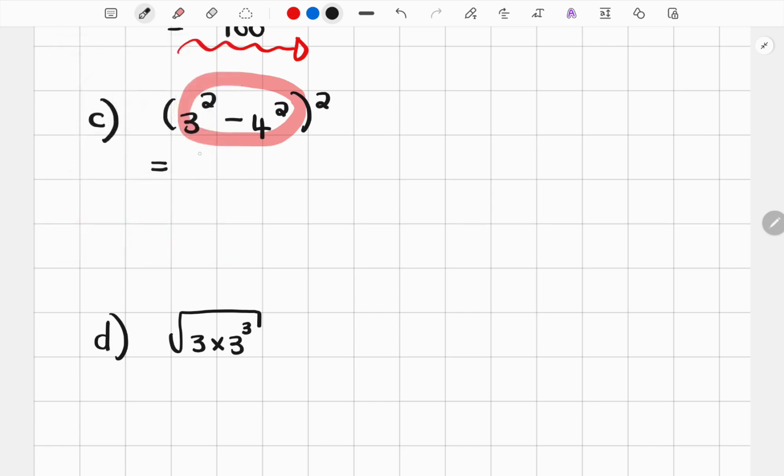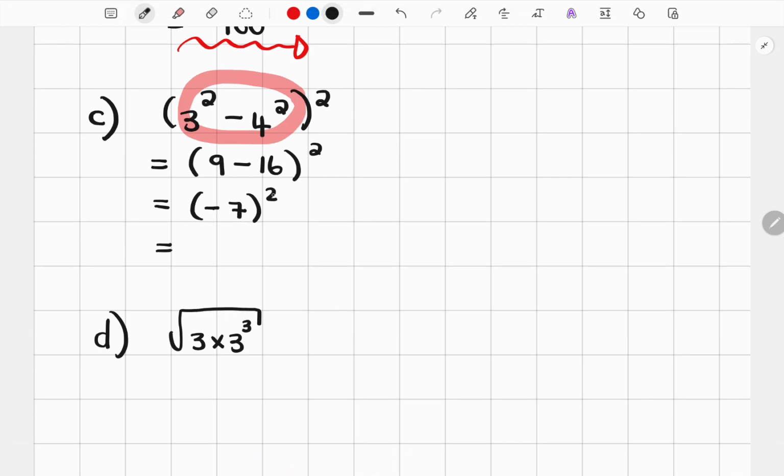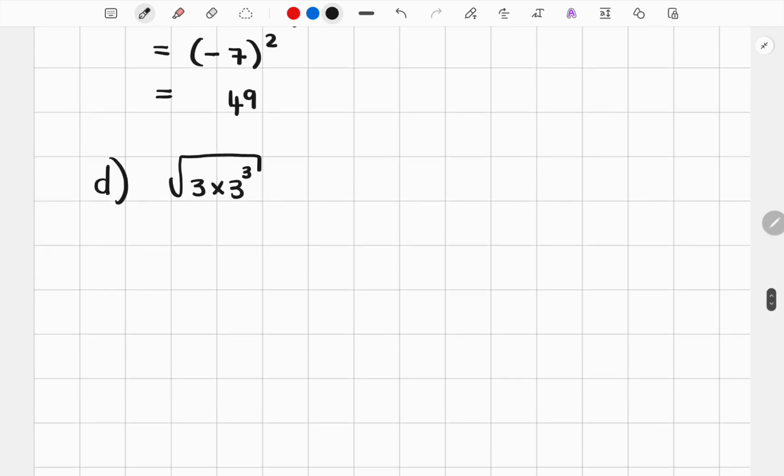I can. So it's going to be 3 squared is 9, minus 4 squared is 16, all raised to the power 2. I can continue simplifying. 9 minus 16 gives you negative 7, all raised to the power 2. Your negative as well, because that was what is inside the bracket. And then the way to drop the bracket is to say, okay, all raised to the power 2. A negative to an even number becomes a positive, and 7 squared is 49. Okay, again, you don't have to write that a positive, just to show you. That's why I'm writing it.